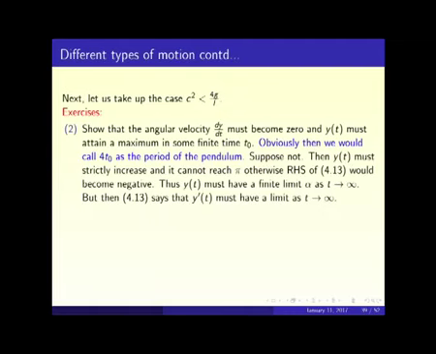So the angle of the pendulum, the y of t, can never reach pi. So we see that y of t is monotone increasing and it doesn't come anywhere close to pi. So it must have some limit as t goes to infinity. y of t must have a limit alpha as t tends to infinity. Remember, a monotone increasing function must either go to infinity or it must have a finite limit. This finite limit cannot be pi, and so it has to be less than pi. That's what we have seen.